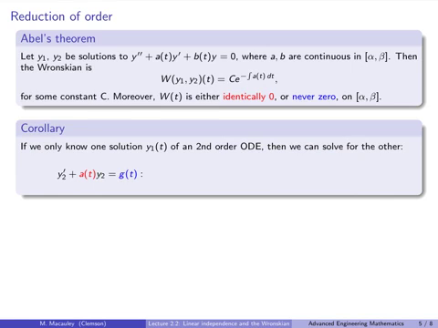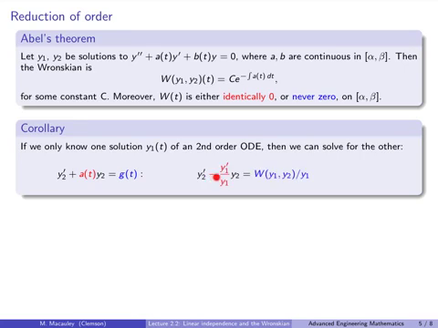Here's an important corollary and technique of Abel's theorem that's called reduction of order. Suppose that we only know one solution, we'll call it y1 of t, of a second order ODE that is linear and homogeneous. Then we can solve for the second solution, let's call it y2, and that satisfies a first order inhomogeneous ODE. y2 prime plus a of t y2 equals g of t, and let me tell you in a moment what a of t and g of t are. I've written it like this so you recognize that it is indeed a first order inhomogeneous equation.